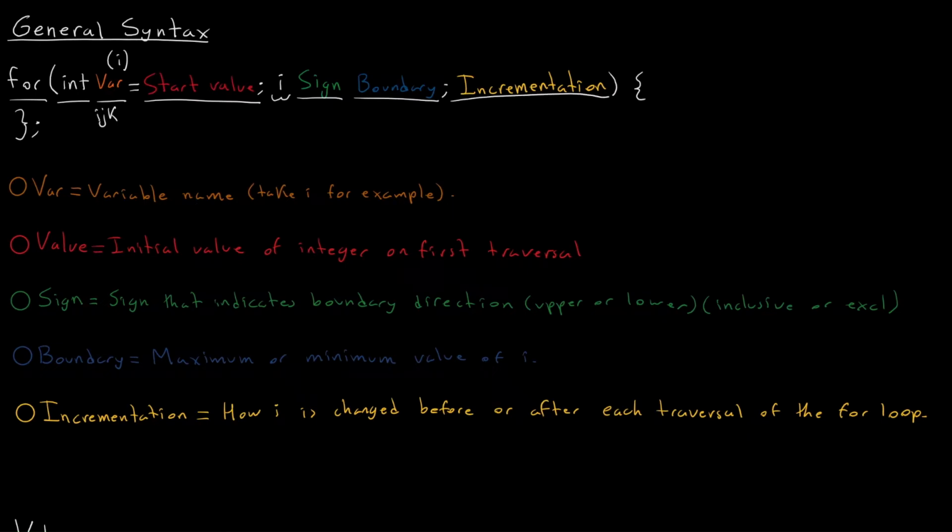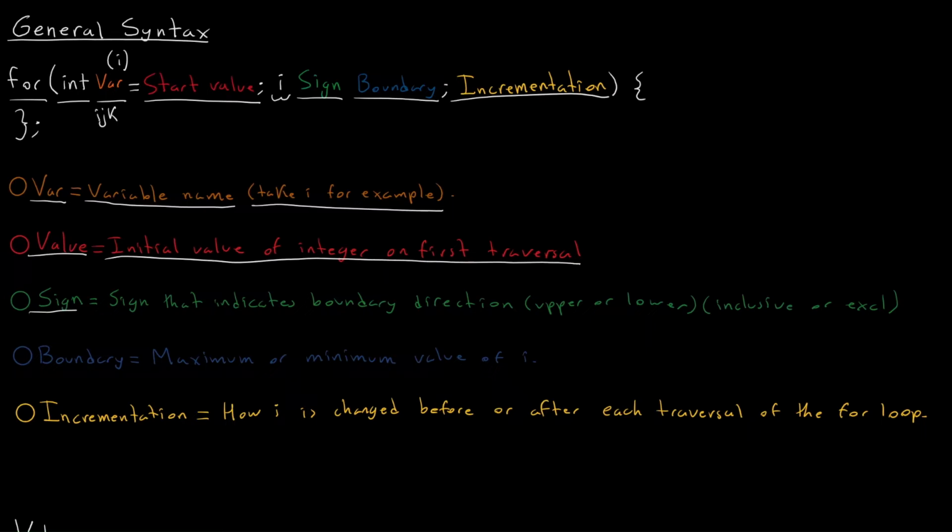So let's start with a general overview of each one of these in a bullet point. So we have the variable. It can be anything, like I said. We're going to take i as an example for the rest of this video. So whenever I refer to i, I'm referring to the variable. Then we have value. Value is the initial value of the integer on the first traversal. We'll cover that more in depth later.